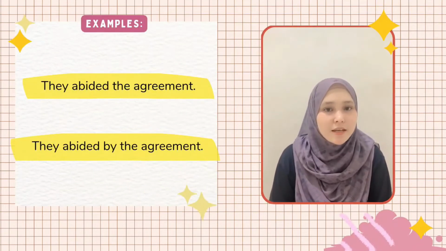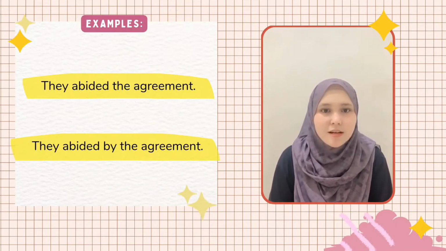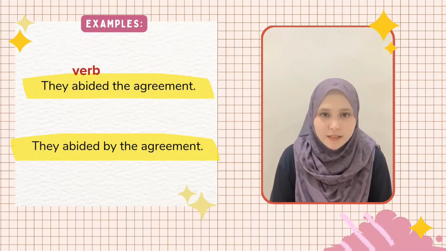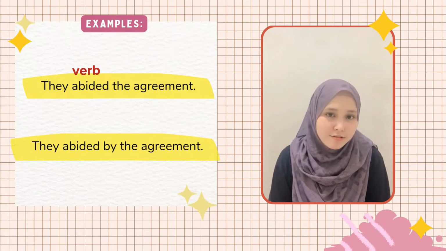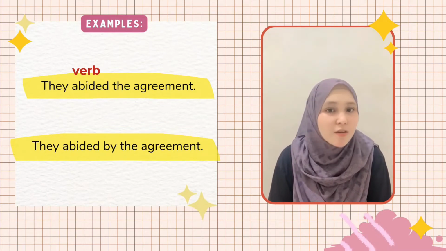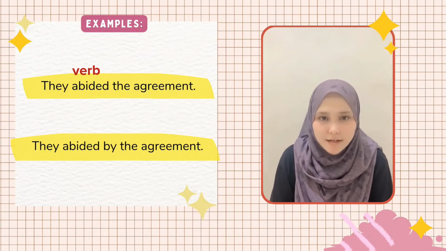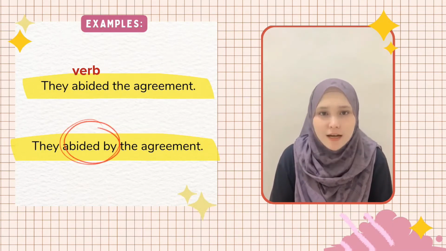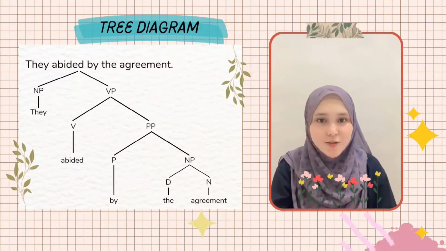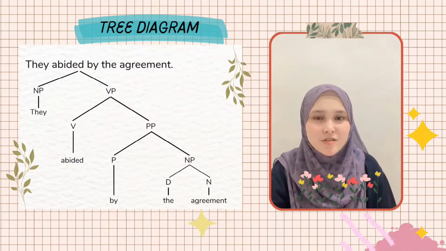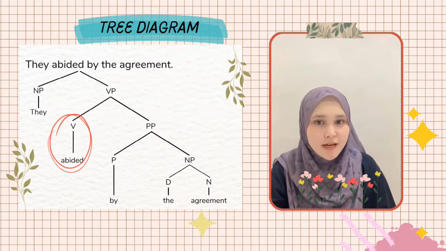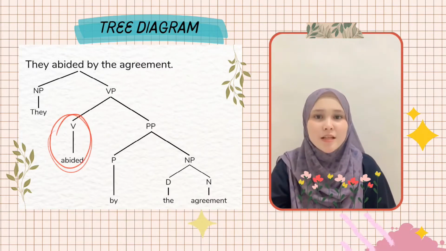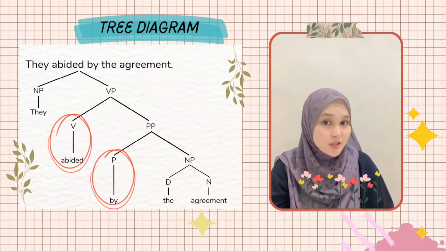The first sentence, that abided the agreement, has only a verb, abided. However, the second sentence, that abided by the agreement, has the verb abided and also a preposition by, which makes the phrase abided by a prepositional verb. Even though abided by is only one phrase, the syntactic structure shown here still divides it into two. The word abided will be under the verb section, while the word by will be under the preposition section.